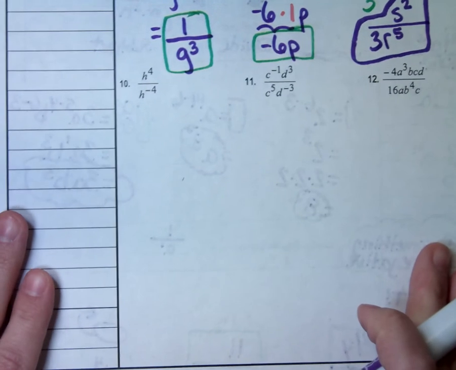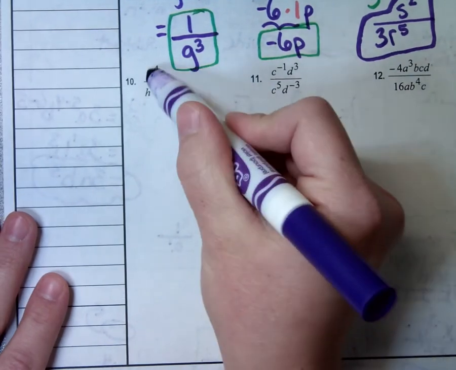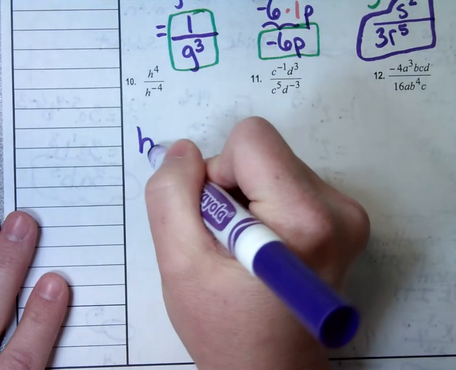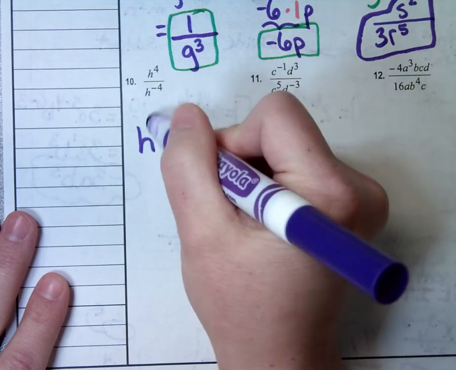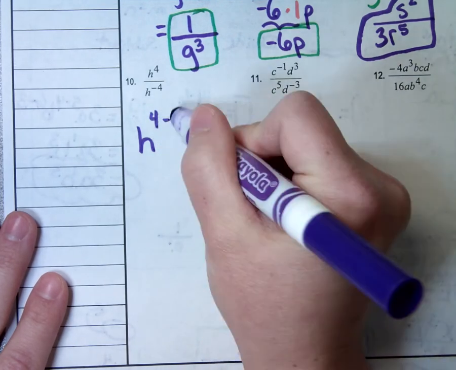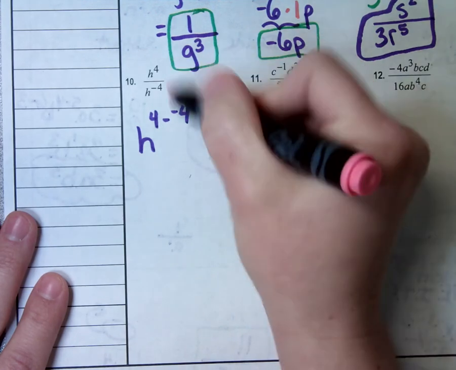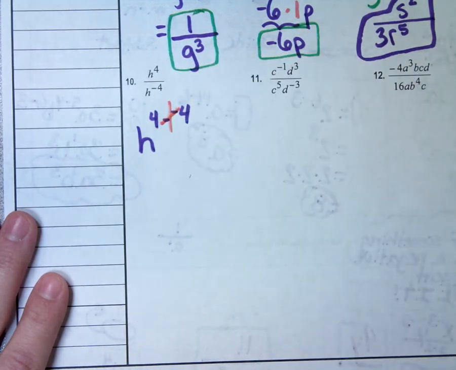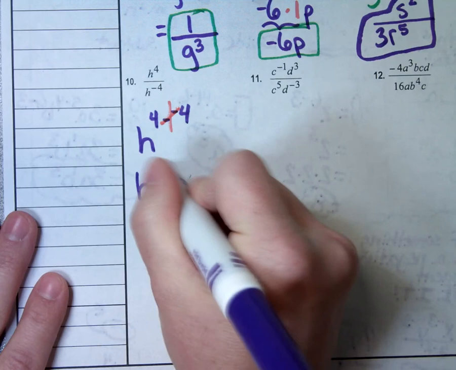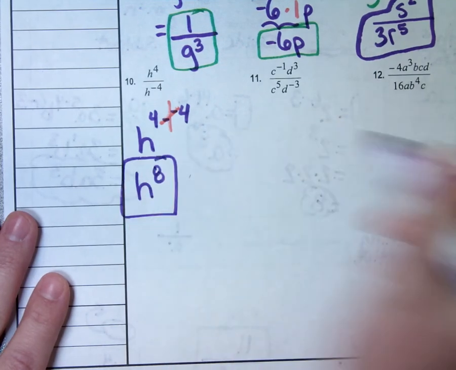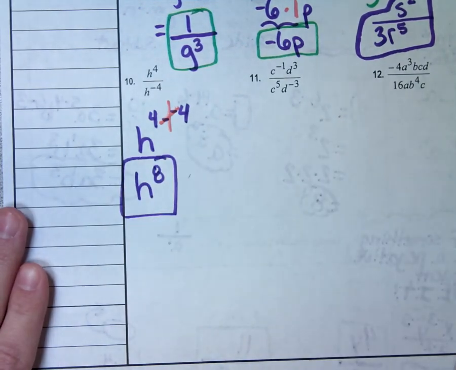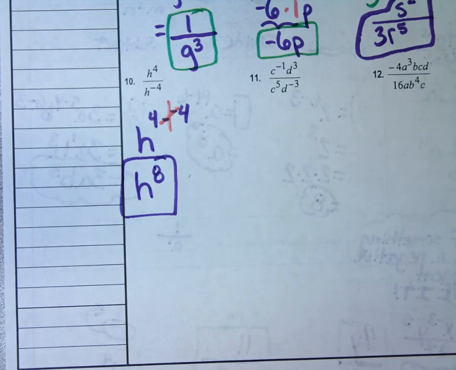Okay, number 10. I'm trying to divide the same base, so I keep that base, and I subtract the exponents. 4 minus negative 4. And remember, the minus the negative back to back makes a big plus. And how much is 4 plus 4? 8. So I have h to the 8th. No negative exponent to worry about.